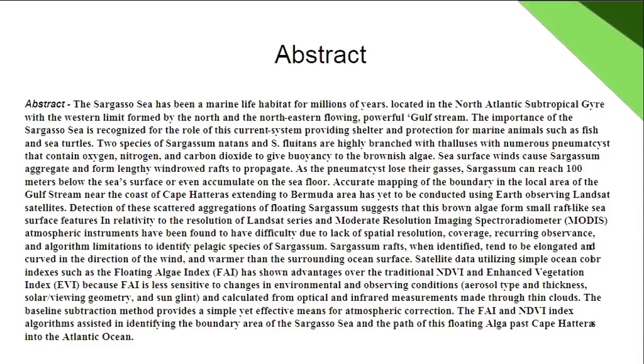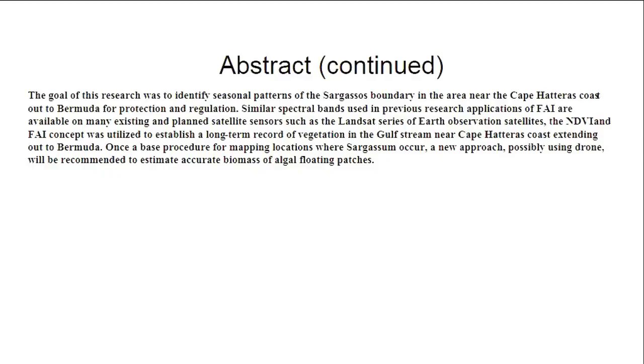Sea surface winds can cause sargassum to aggregate and form lengthy windrow rafts to propagate. As these pneumatocysts lose their buoyancy and lose their gases, sargassum can reach up to 100 meters below the sea surface, or even accumulate on the sea floor. Accurate mapping of the boundary in the local area of the Gulf Stream near the coast of Cape Hatteras, extending to the Bermuda area, has yet to be conducted using Earth-observing Landsat satellites. And that's mostly what I'm going to cover of my abstract.